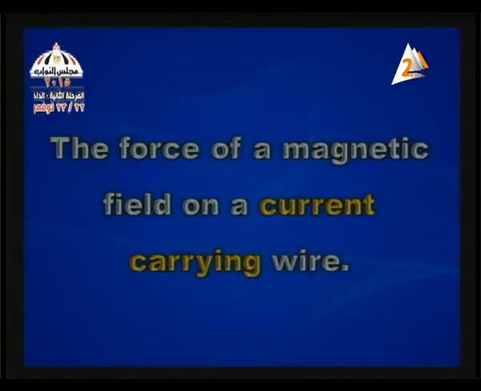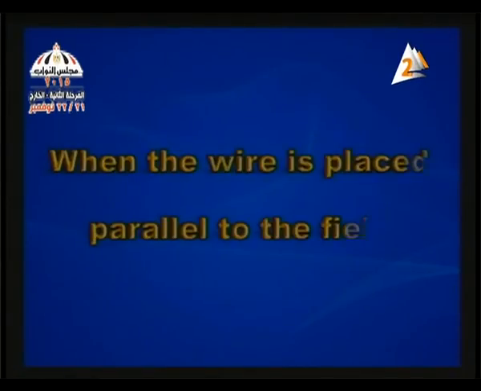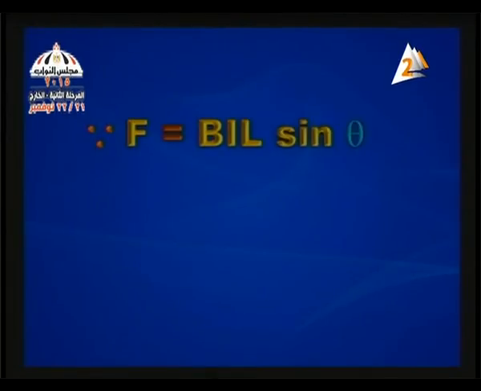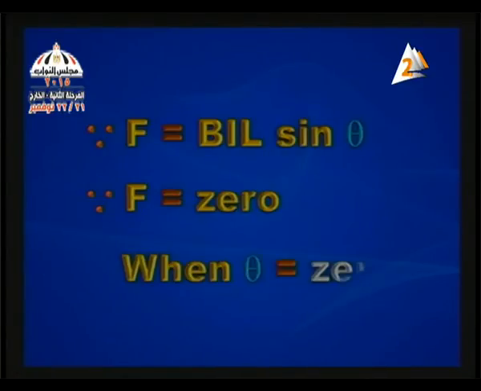When does the force of a magnetic field on a current carrying wire equal 0? When the wire is placed parallel to the field. When the wire is placed parallel to the field, the force of the magnetic field on the wire is then equal to 0. Why? Force is determined from the expression BIL sine theta. When it is placed parallel, theta equals 0, and sine 0 equals 0, so the force is then equal to 0.